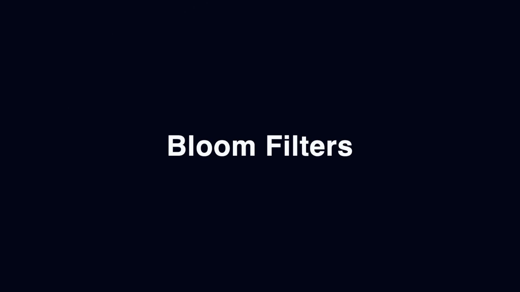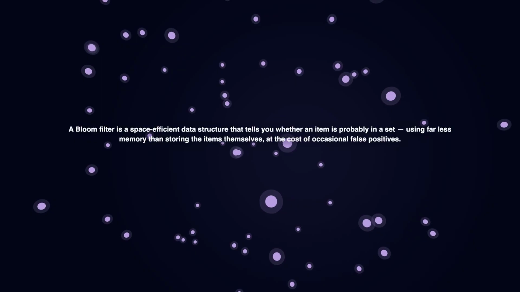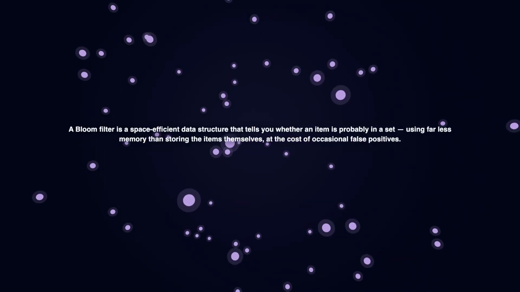Bloom filters. A Bloom filter is a space-efficient data structure that tells you whether an item is probably in a set, using far less memory than storing the items themselves, at the cost of occasional false positives.